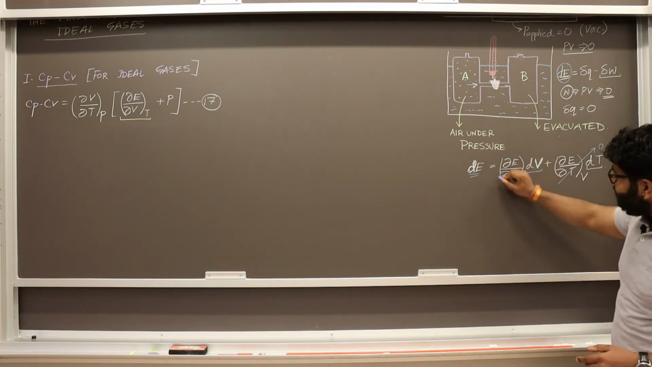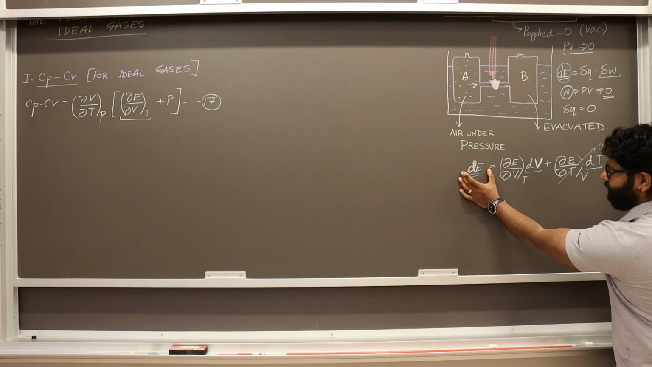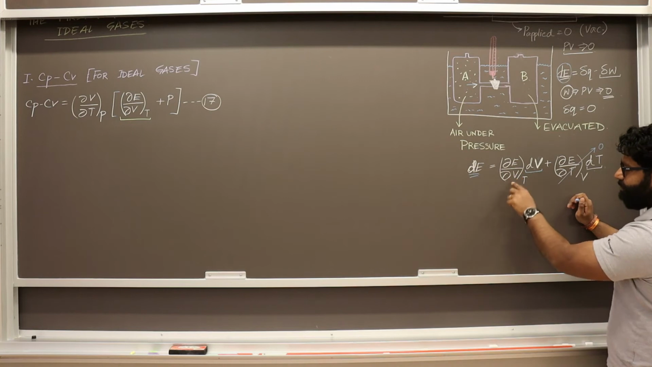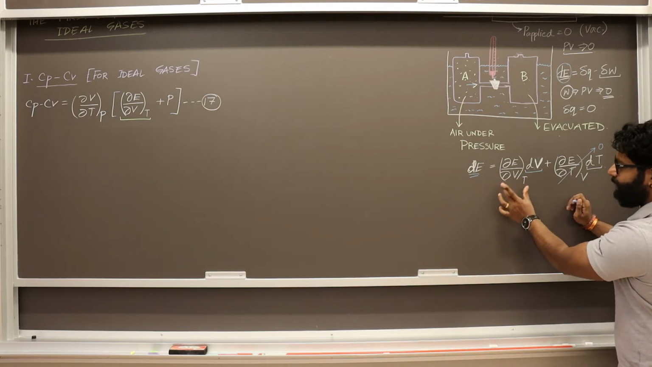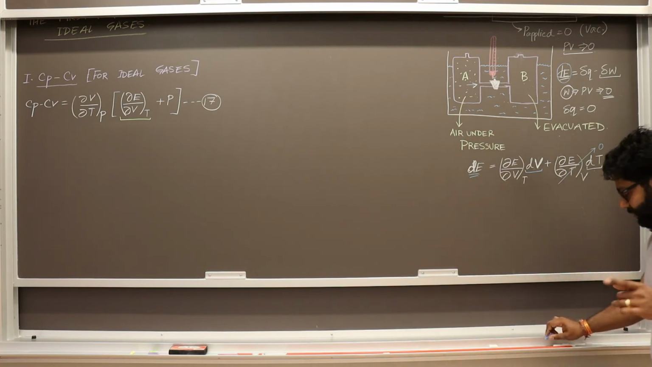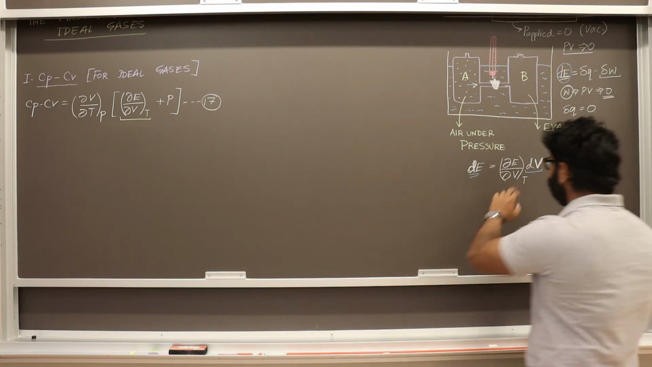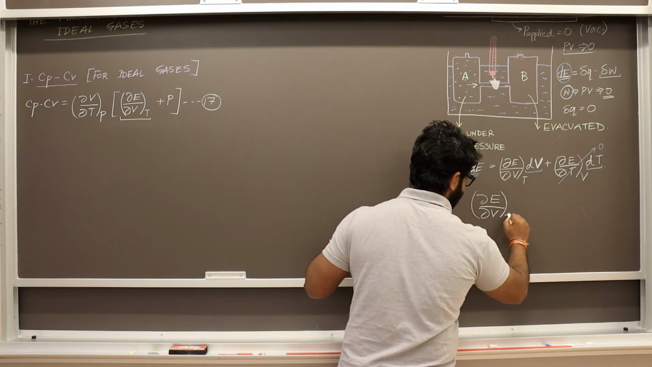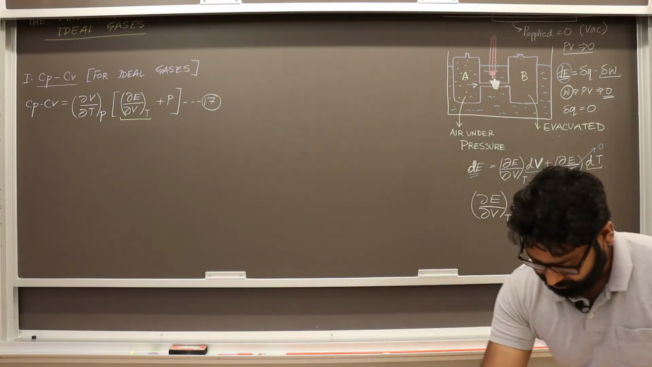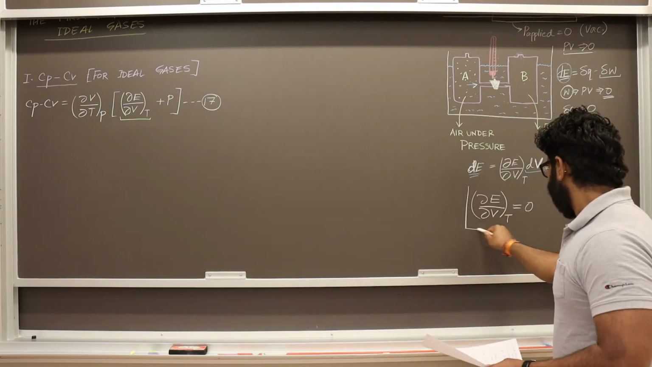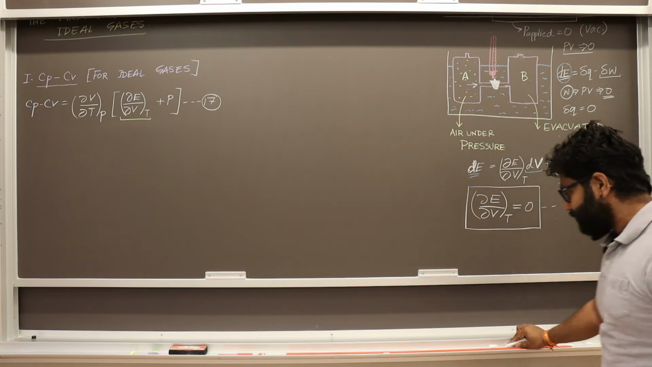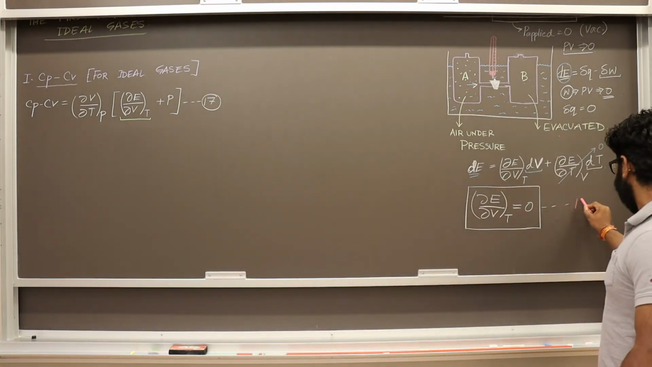That means that this term, so how do we make this dE 0? This is taken care of. This is a positive number. So if we make this del E by del V at constant T as 0, then only we can make the dE 0 as required. Okay? That means this term is 0. Getting this term 0, we number this equation as equation 18. Okay?